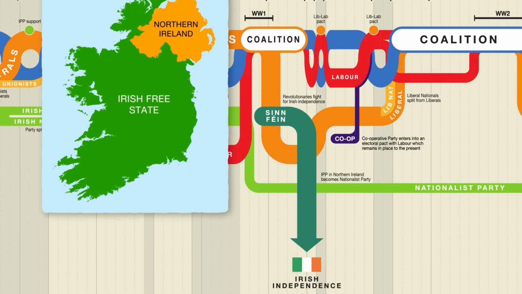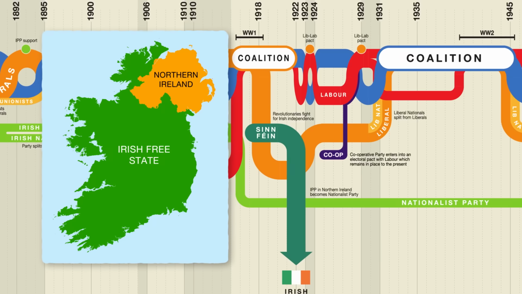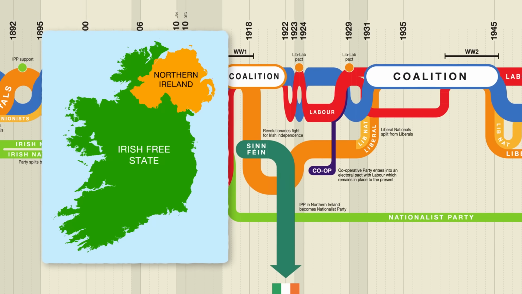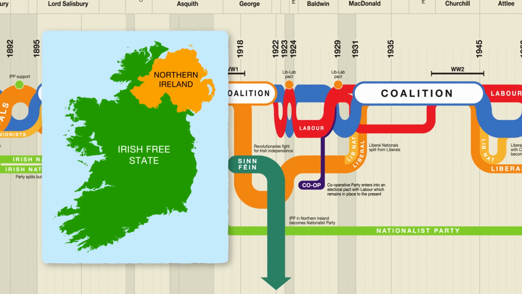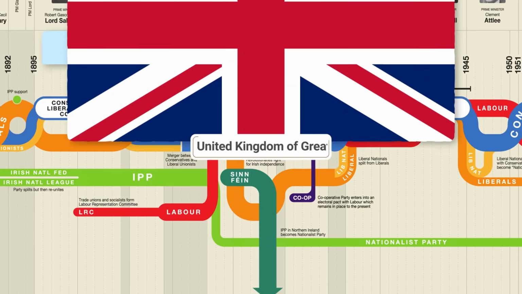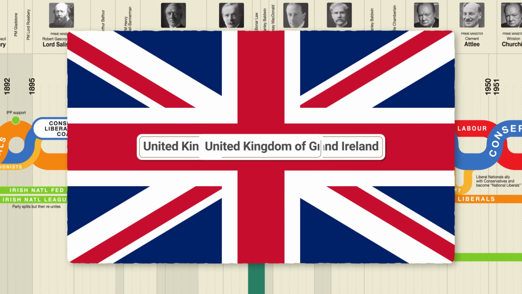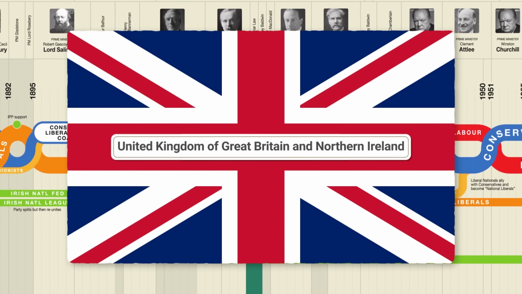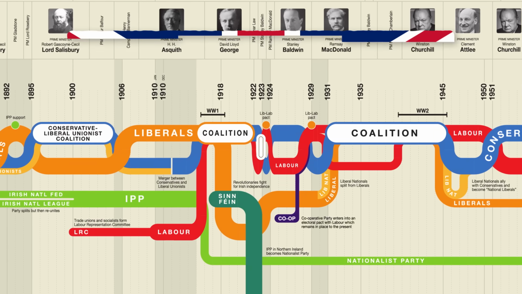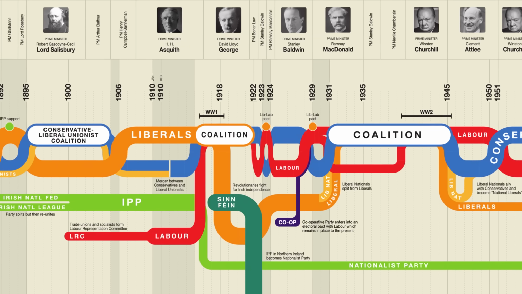The Irish War of Independence lasted until 1921, when a treaty was signed recognizing the creation of the Irish Free State, which consisted of most of the island, except for a small part in the north. Thus, in 1922, the United Kingdom of Great Britain and Ireland was renamed the United Kingdom of Great Britain and Northern Ireland. The first election without most of Ireland was held that year.